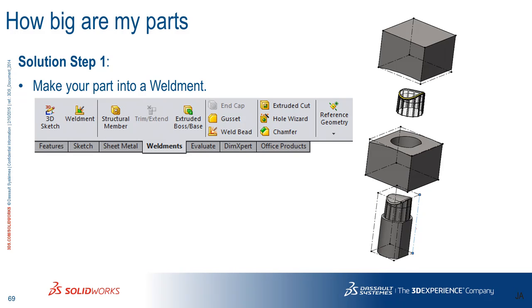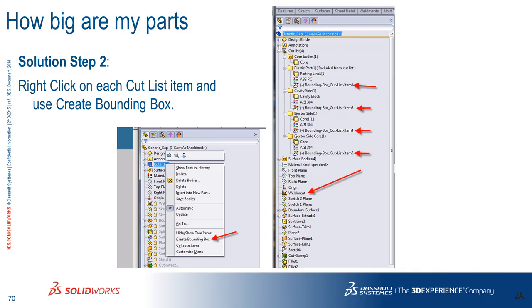So, step one, what we're going to do, we're going to make our part into a weldment. Pretty simple. Go to the weldment toolbar, hit that icon that says weldment. That's it. That invokes the weldment environment at that point in time. What that does for us is it creates a cut list. It turns our list of solid bodies into a cut list at that point in time.